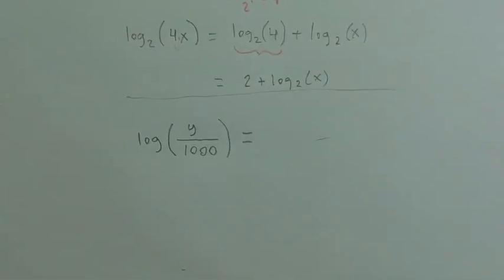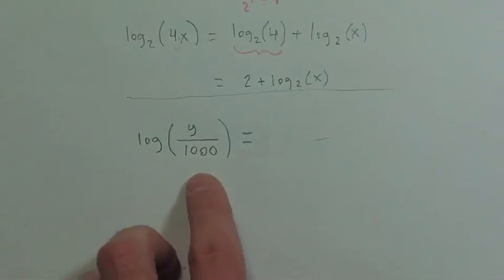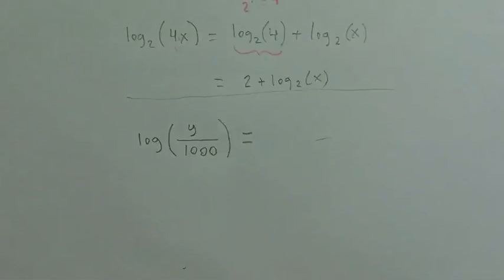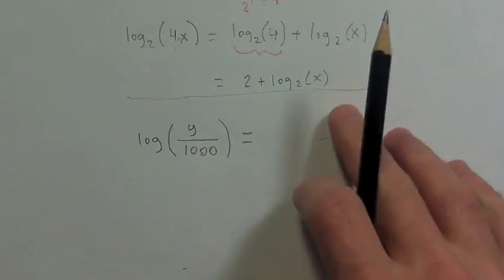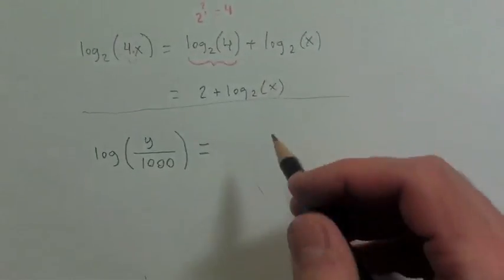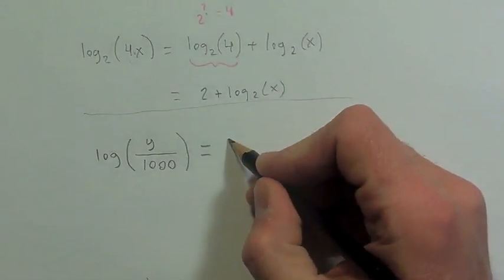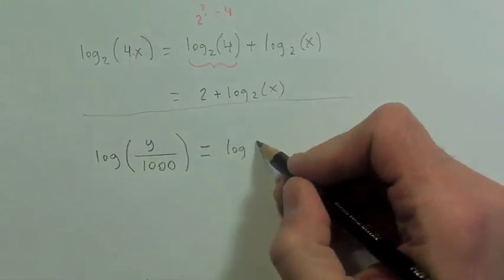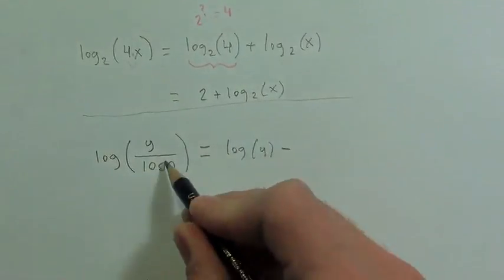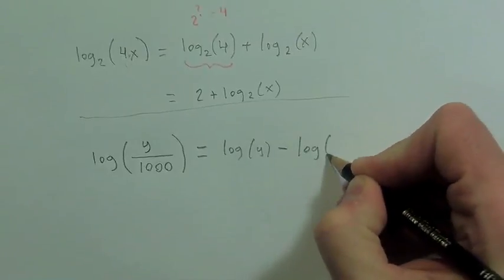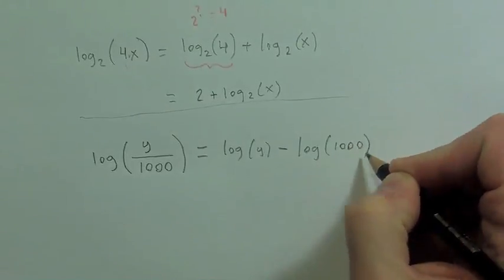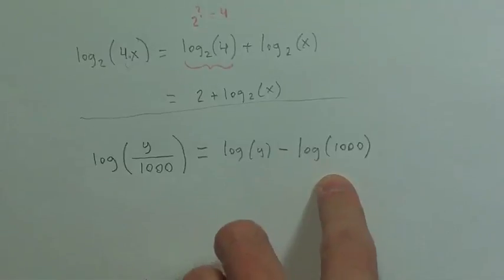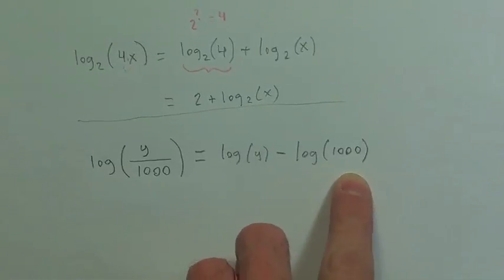All right, let's look at one that uses division. Let's say we have log of y over 1,000. So if we remember, a log all by itself without the base written is actually base 10. So since we're dividing, I can split this up as log of the top minus log of the bottom. And we can actually evaluate this.